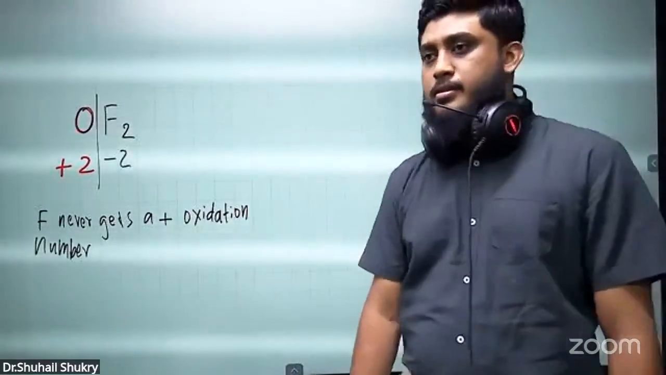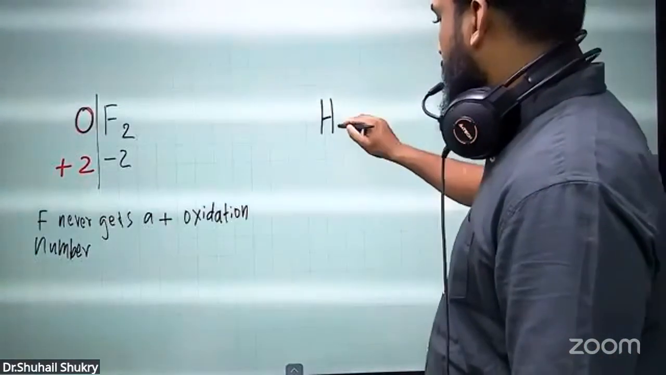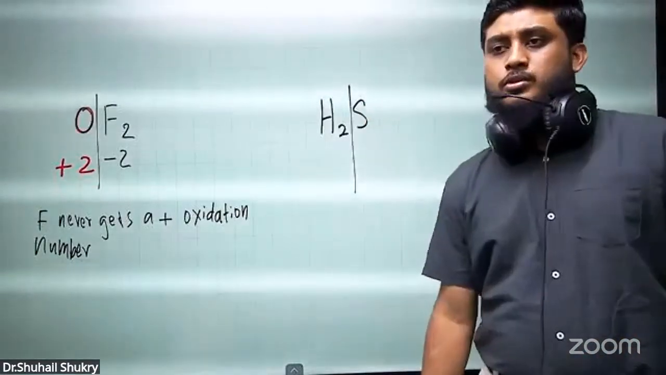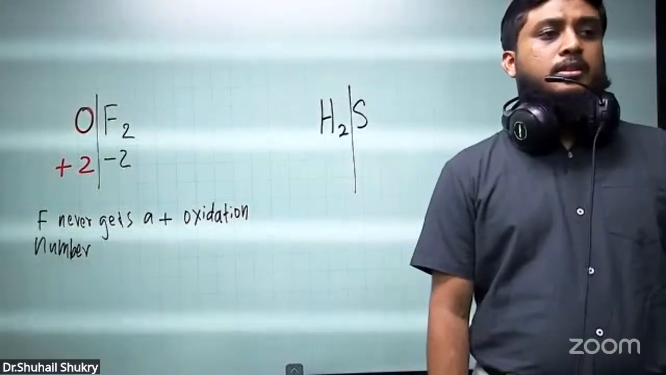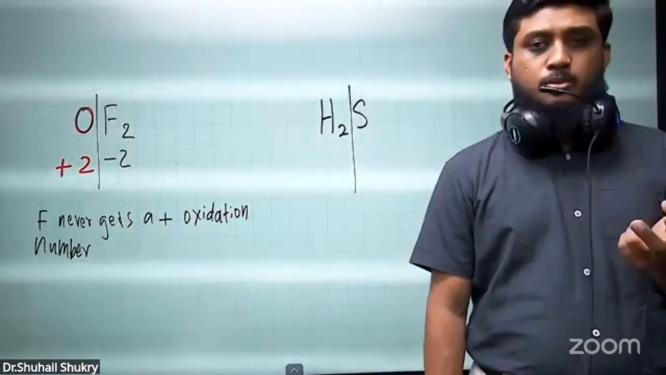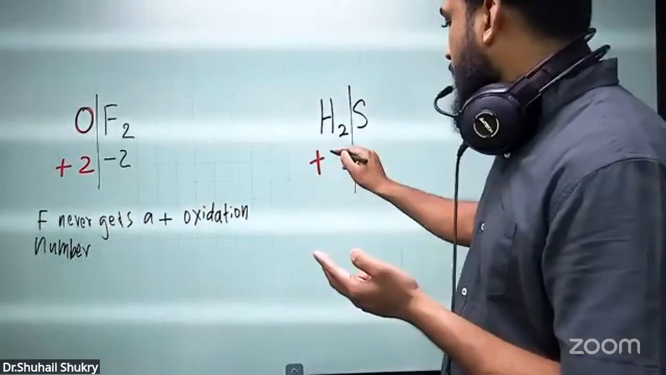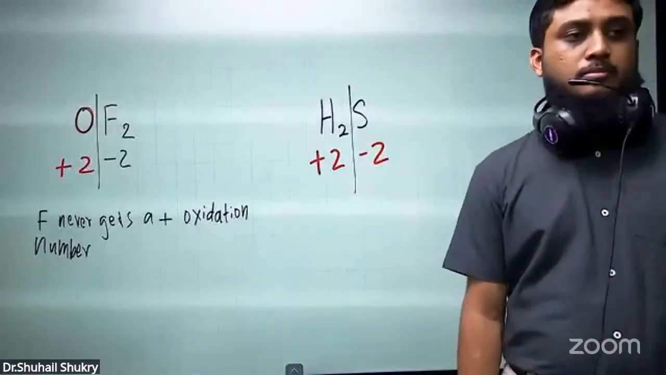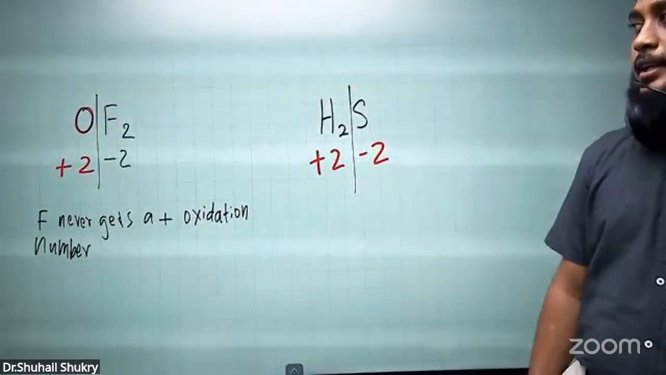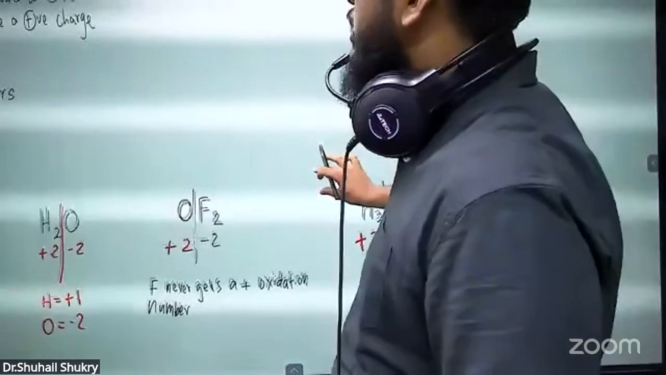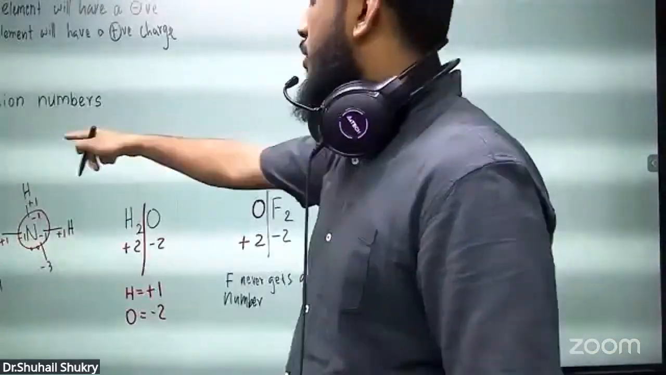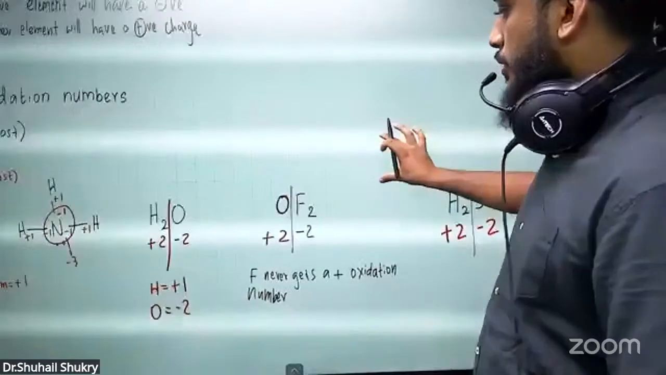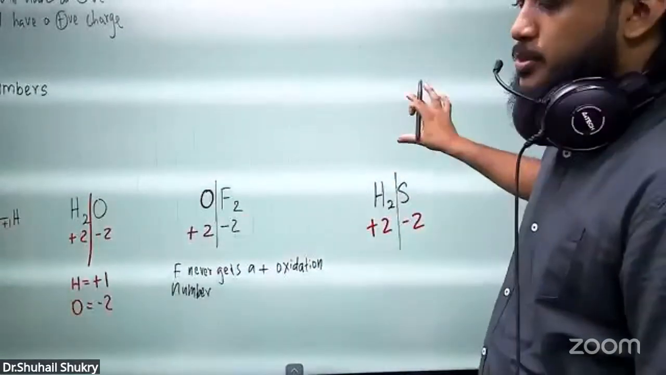Next, H2S. Put the oxidation number for whatever you know. Sulfur you don't know; hydrogen you know. One hydrogen is plus one, so two hydrogens are plus two. This means sulfur should be minus two, because both should total zero. Got the point? I have given you the common oxidation numbers: oxygen mostly minus two, fluorine minus one, hydrogen plus one. Mostly use those, but when O and F are both there, use fluorine because fluorine is the most electronegative.